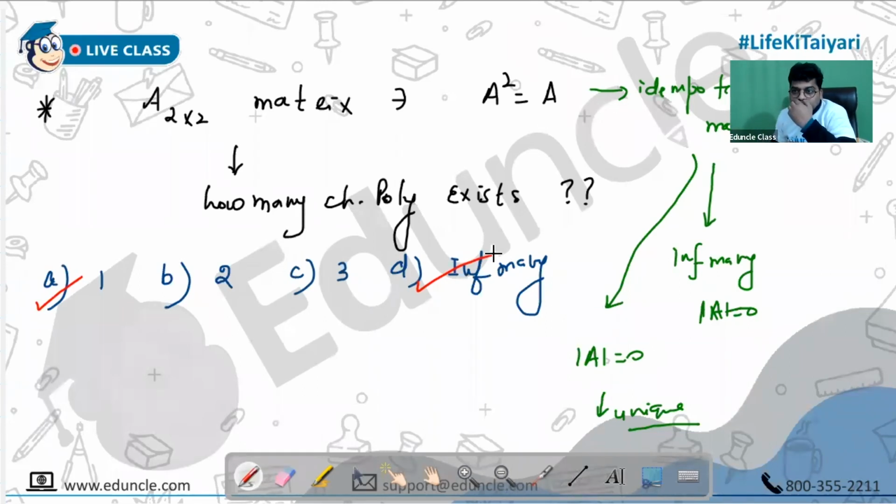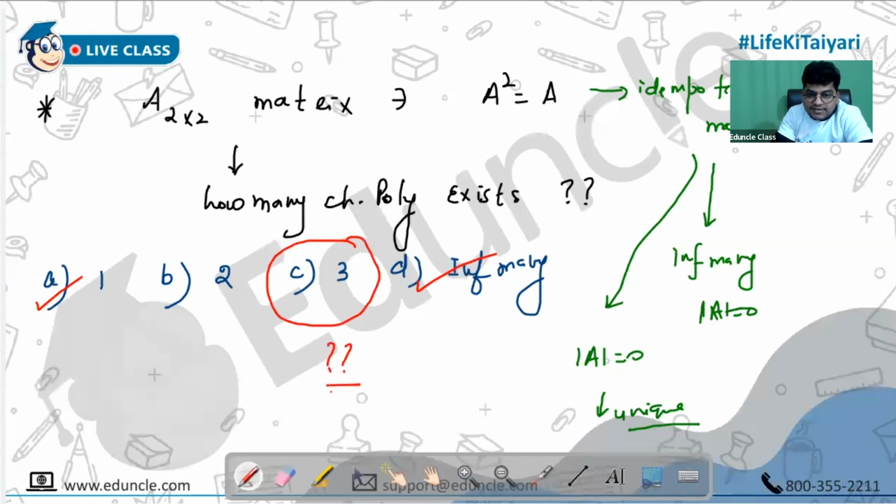So if you give me an idempotent matrix, if I take an idempotent matrix, then the answer is unique. But my question is, the answer is neither one nor infinite. The answer is something else. Can you give me the answer right now? The correct answer is 3. So all of you have to think why the answer is 3.